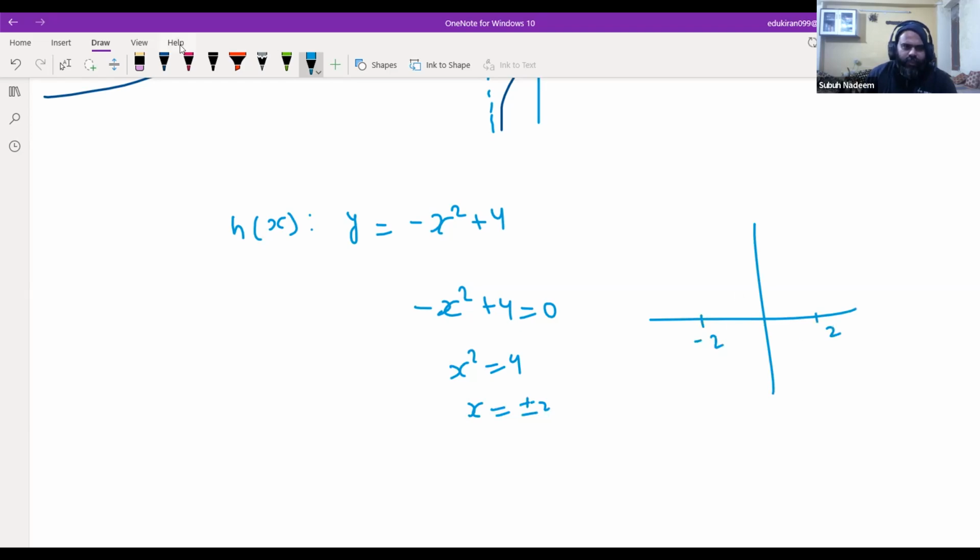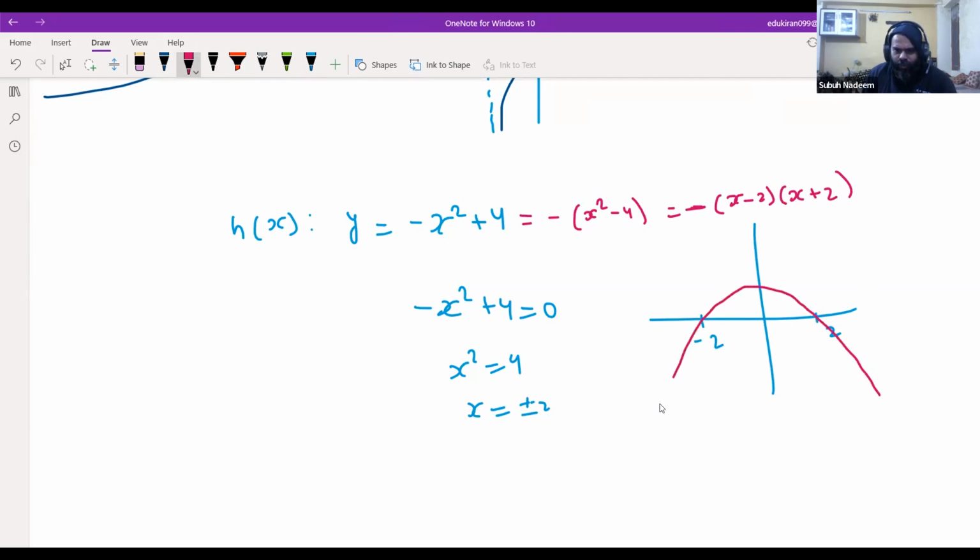These are two critical points, plus 2 and minus 2. Now there are three regions. If you factorize this, this will be minus of x square minus 4, that will be minus of x minus 2 into x plus 2. The third region will be negative because it is a minus sign outside. So the graph would be something like this. It will go negative, positive, then negative. So this is the graph of minus x square plus 4. Have you understood this?